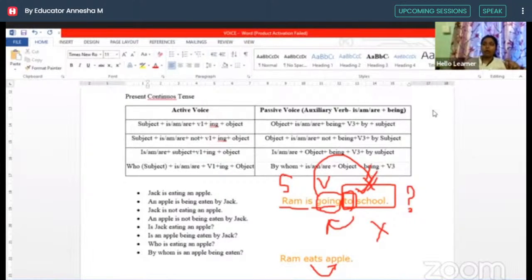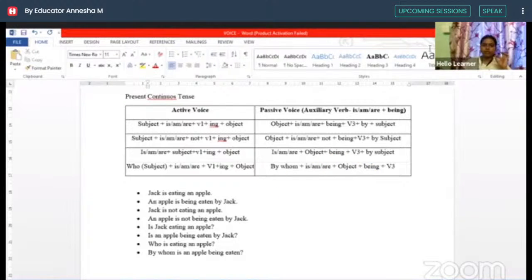But if he is going home, then the action of going is not directly happening on home, right? Who is going? Actually, Ram is going. Understood? What is an intransitive verb? Intransitive verb does not show... Let me write two more sentences. What is the difference between intransitive and transitive?